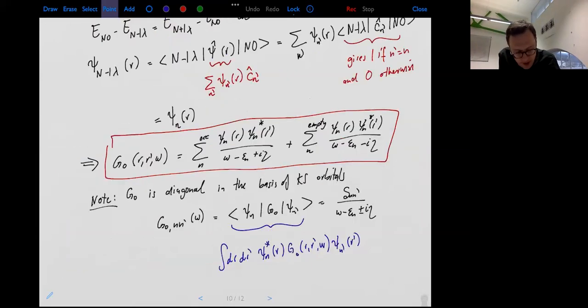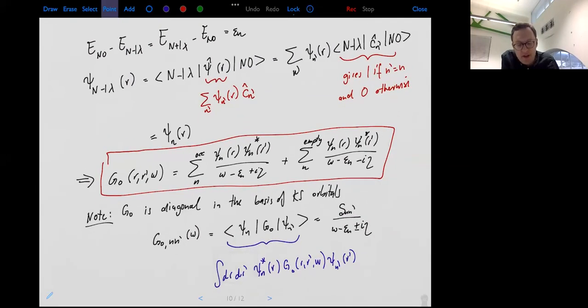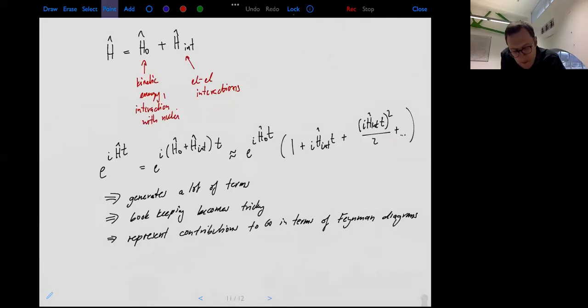We also looked at the Green's function when we neglect electron-electron interactions. In that case, it's quite easy to calculate, and it can be expressed in terms of the Kohn-Sham energies and the Kohn-Sham orbitals in this way. And finally, we noted that when we express the non-interacting Green's function in a basis of Kohn-Sham orbitals, it is a diagonal matrix.